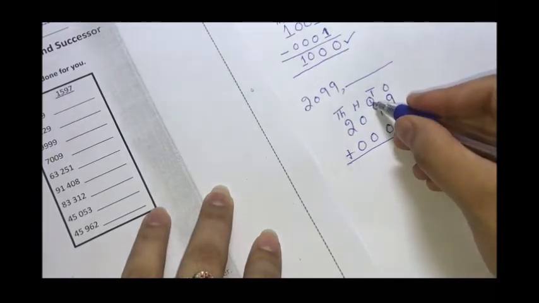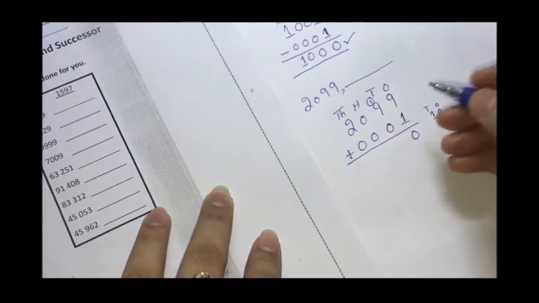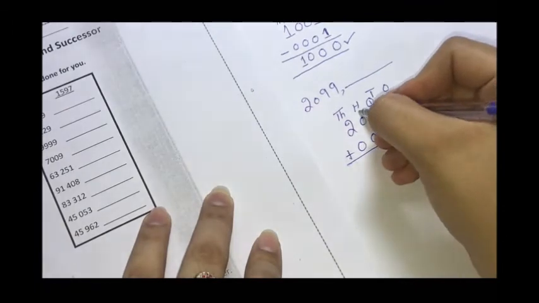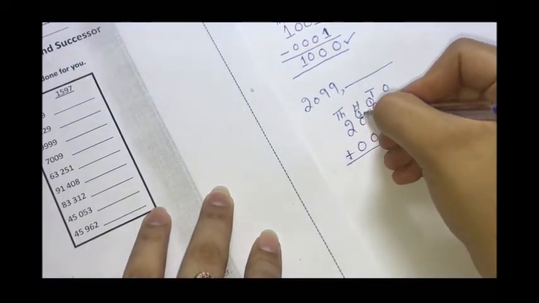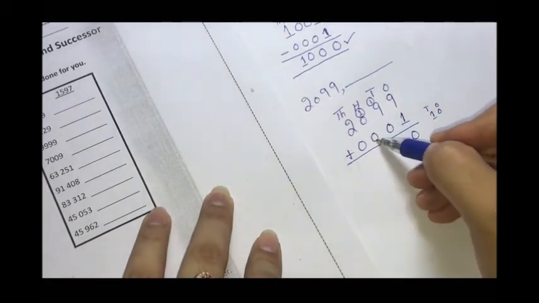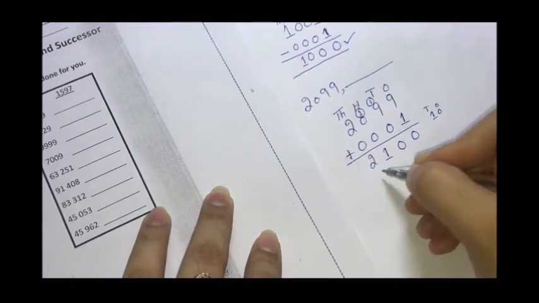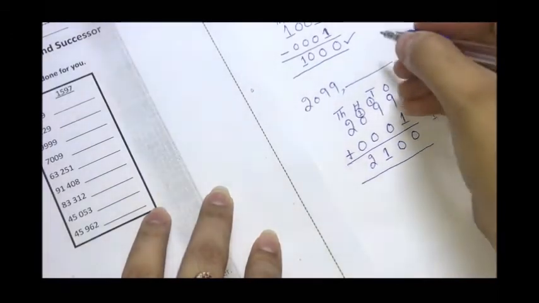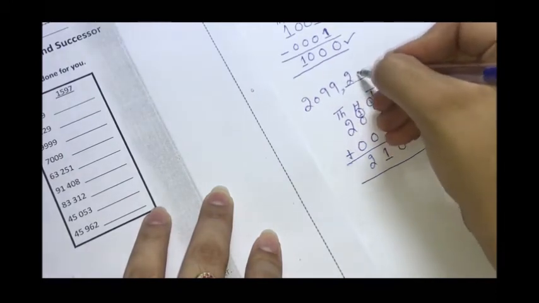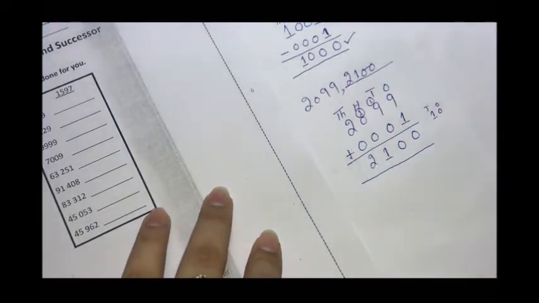Now 9 plus 1 is 10, and 10 plus 0 is 10. Again we will write 0 here, and 1 will be a carry in the hundreds place, right? Now 1 plus 0 is 1, 1 plus 0 is 1, and 2 plus 0 is 2. So the successor of the number 2099 is 2100. Clear?